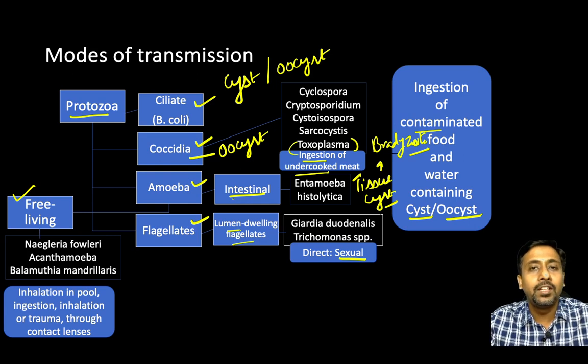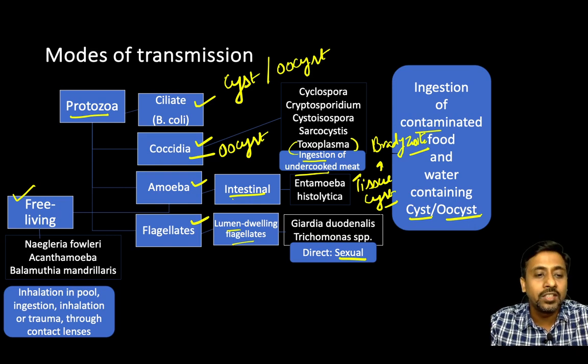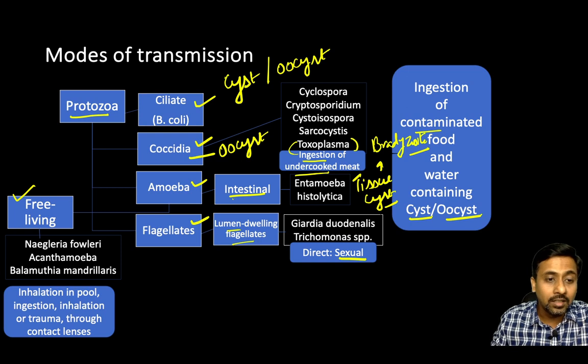However, the free-living amoebas, as they are living freely in freshwater bodies, are usually transmitted through inhalation of the trophozoite forms, and also cysts can enter when the person is swimming in the pool or any other water bodies. In case of amoeba, it can also be transmitted through ingestion of the trophozoite and cyst and through trauma.